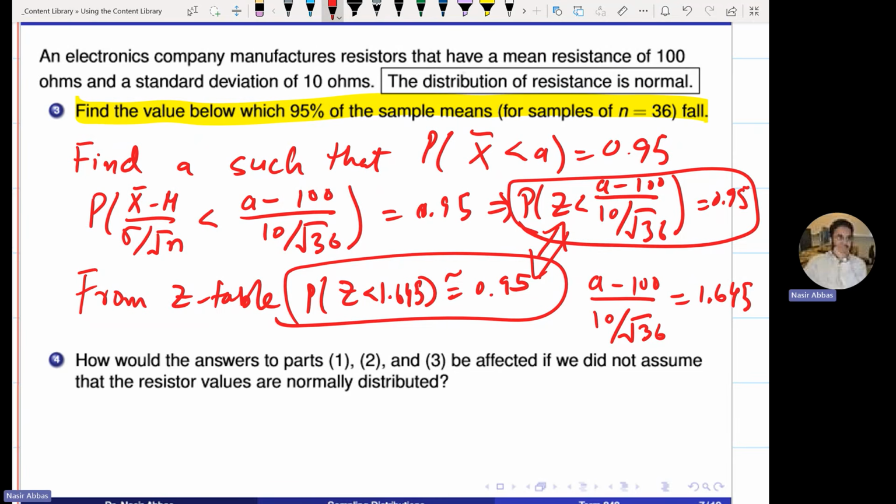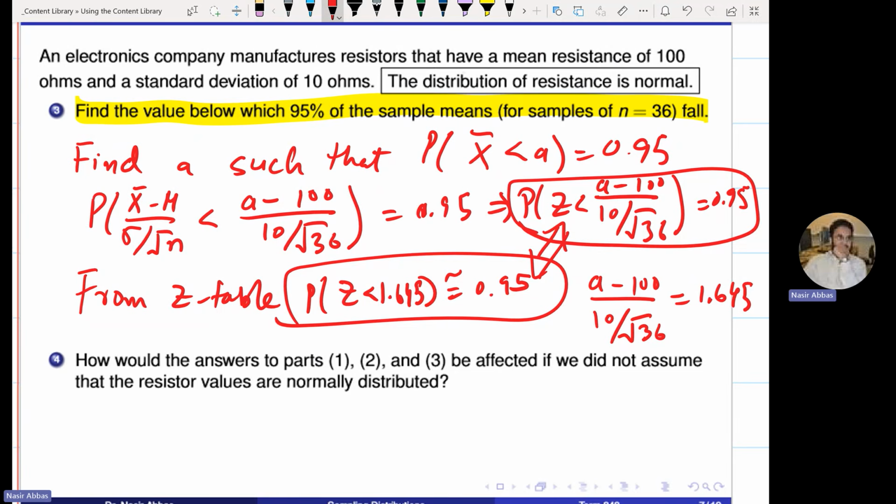In the question, we said that the distribution of X is normal. Now, part 4 asks how the answers of parts 1, 2, and 3 would be affected if we did not assume that the distribution was normal. What if the parent distribution was not normal? What would happen to all of these questions? What if this statement was missing? The answers would become approximations, but exactly the same answers, with no change in the solution at all.